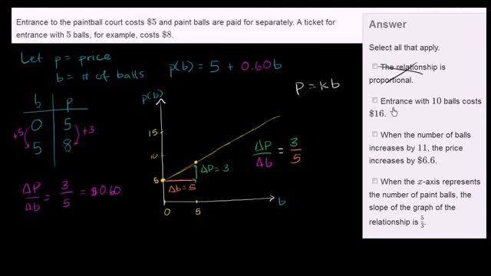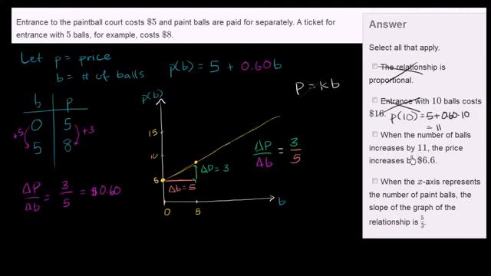Next statement. Entrance with 10 balls costs $16. Well, we can test that out. When B equals 10, the price for 10 balls is going to be equal to 5 plus 0.60 times 10. Well, this is 5 plus 6, which is equal to 11, not 16. So this isn't right either.